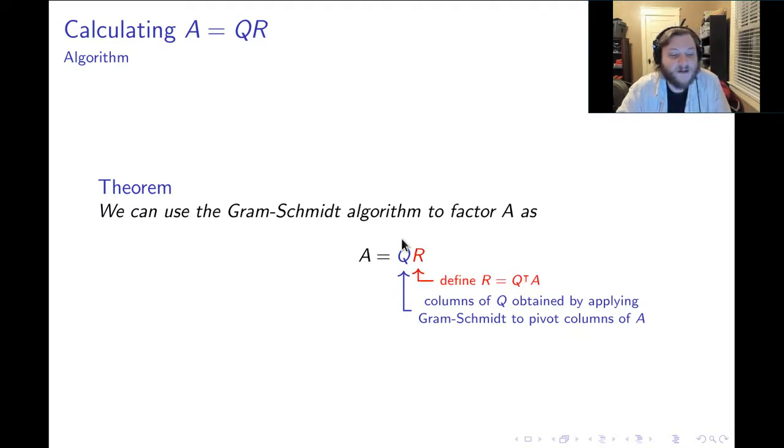What about the matrix R? We can always get the matrix R by taking Q transpose, that we just calculated, Q, and multiplying by the matrix A. And it turns out this will always be an upper triangular matrix. So this illustrates how the Gram-Schmidt algorithm gives us QR factorizations.